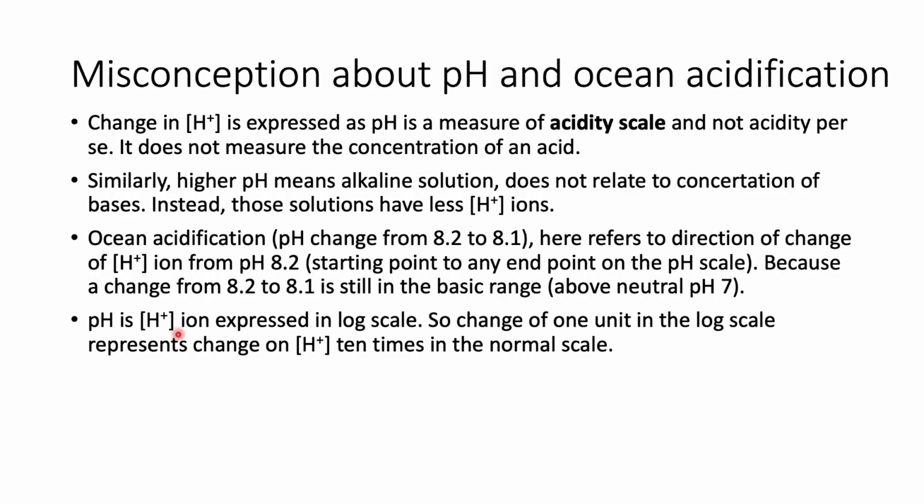The pH is a hydrogen ion concentration expressed basically on a logarithmic scale. So a change of 1 unit on the log scale represents a change in H plus ions of 10 times on the normal scale. So this is what we had seen. From 8.2 to 8.1, when we go down in the pH, what actually happens is about 26% of the H plus ion concentration actually changes. So that is what is actually happening.